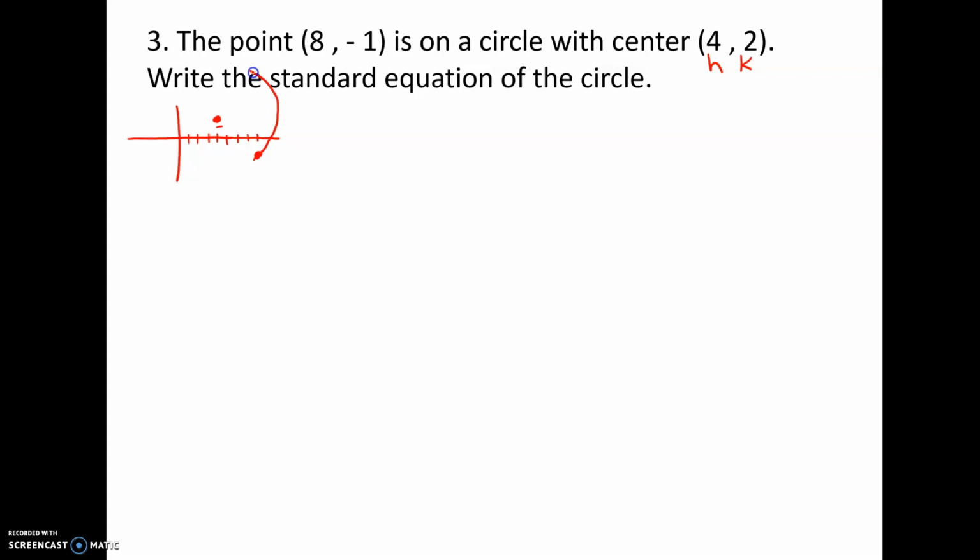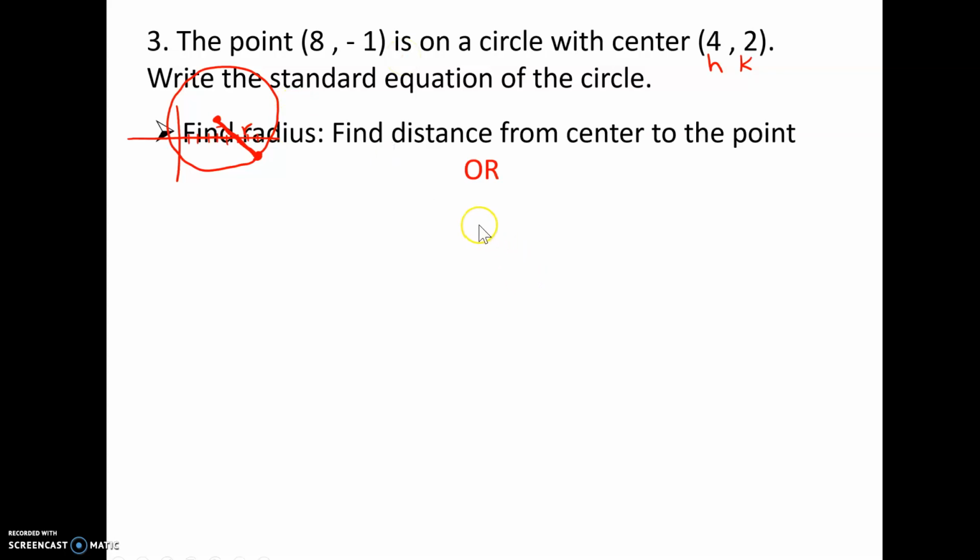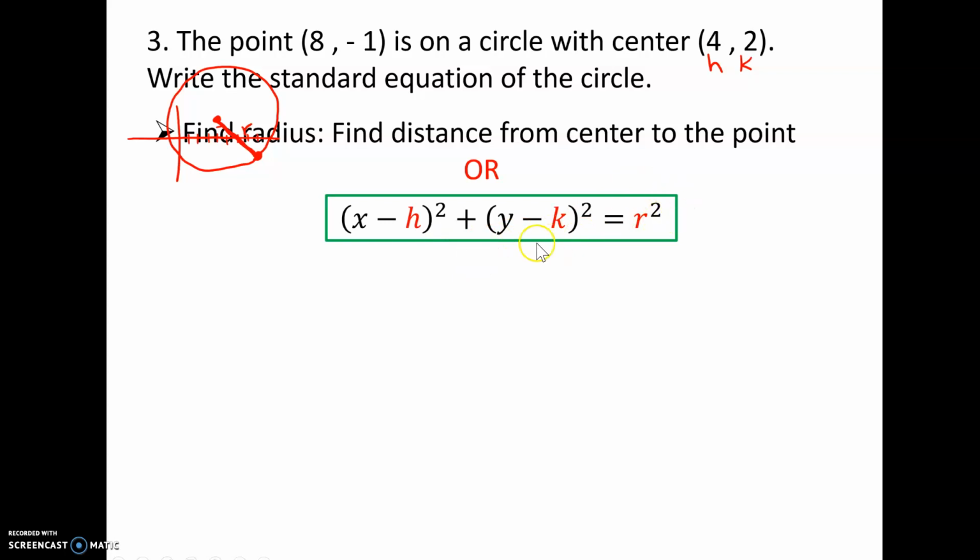So it's saying that you have a circle, something like this. You can figure out what the radius is by using the distance between these two points. That's how you find the radius. Or, you can just use the equation of your circle.